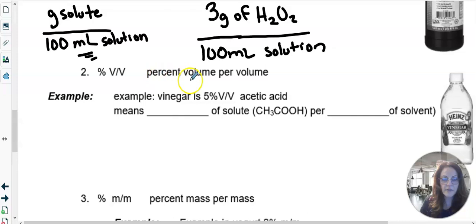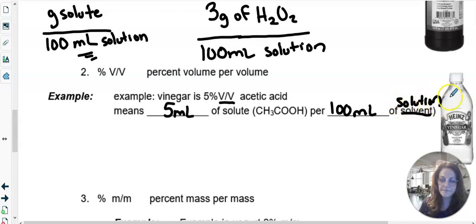Percent VV, well, now it's when you add a liquid solute into a liquid solution, like in vinegar, 5% VV, or in wine and things like that, rubbing alcohol is 70%. So 5% VV, acetic acid, means 5 milliliters of solute per 100 milliliters of, please fix that here, solution.